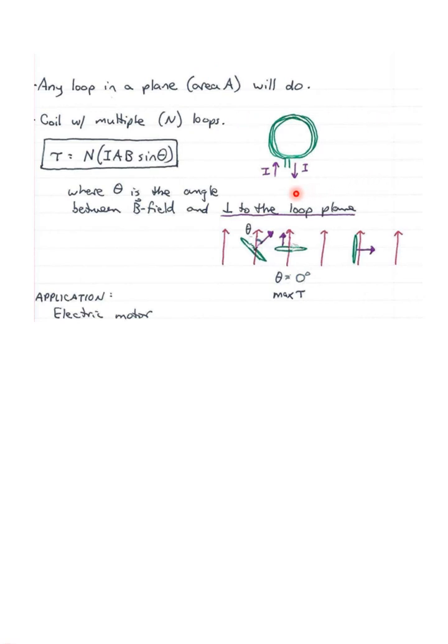And so let's take this circular coil here. The current goes in, it goes around and around and around many times and eventually comes out. The torque is going to be N times the current times the area times the magnetic field times sine theta, where N is the number of loops and theta is the angle between the magnetic field and a vector perpendicular to the loop plane.